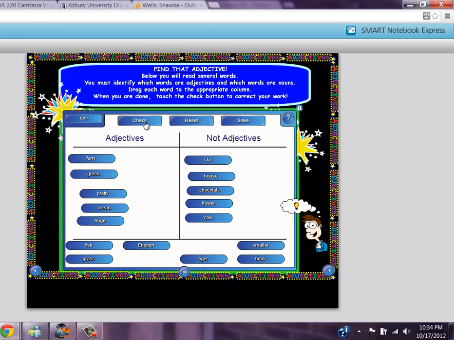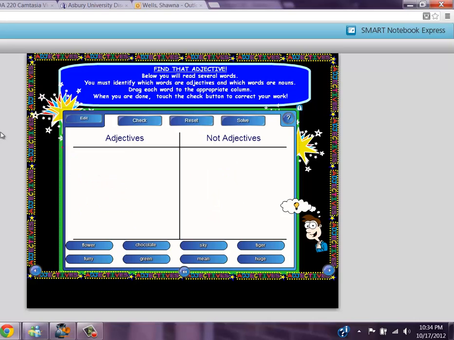Let's check and see if we got these correct. And we did. The reason it shows X's at the bottom was because we didn't place them in which box we thought they should go in. So in order to make sure we know what we're doing, we can reset and start again.